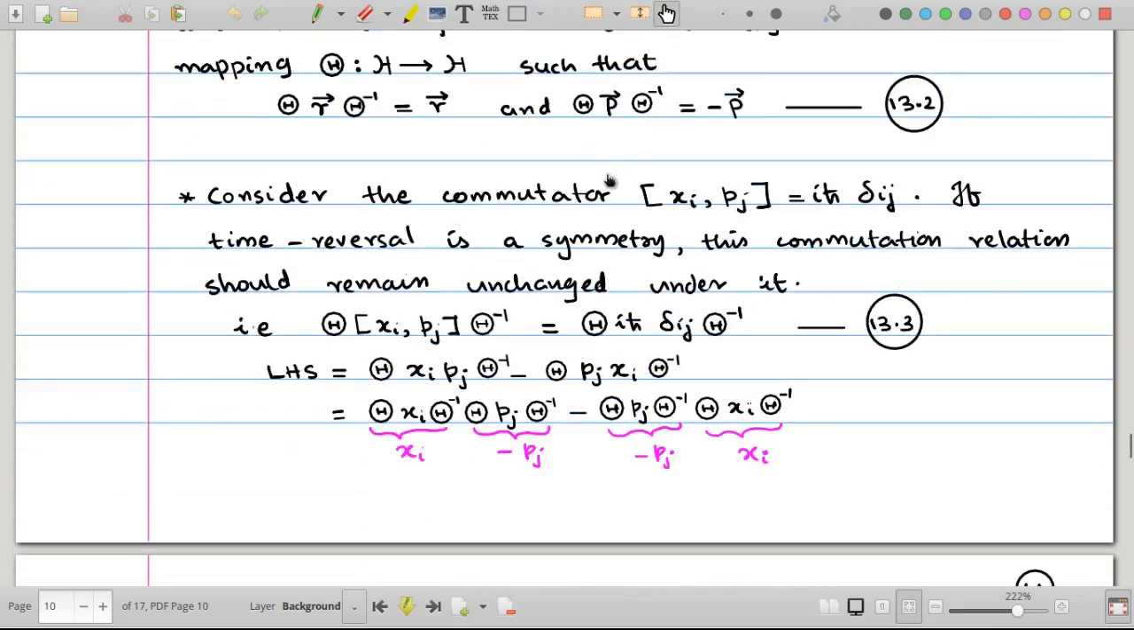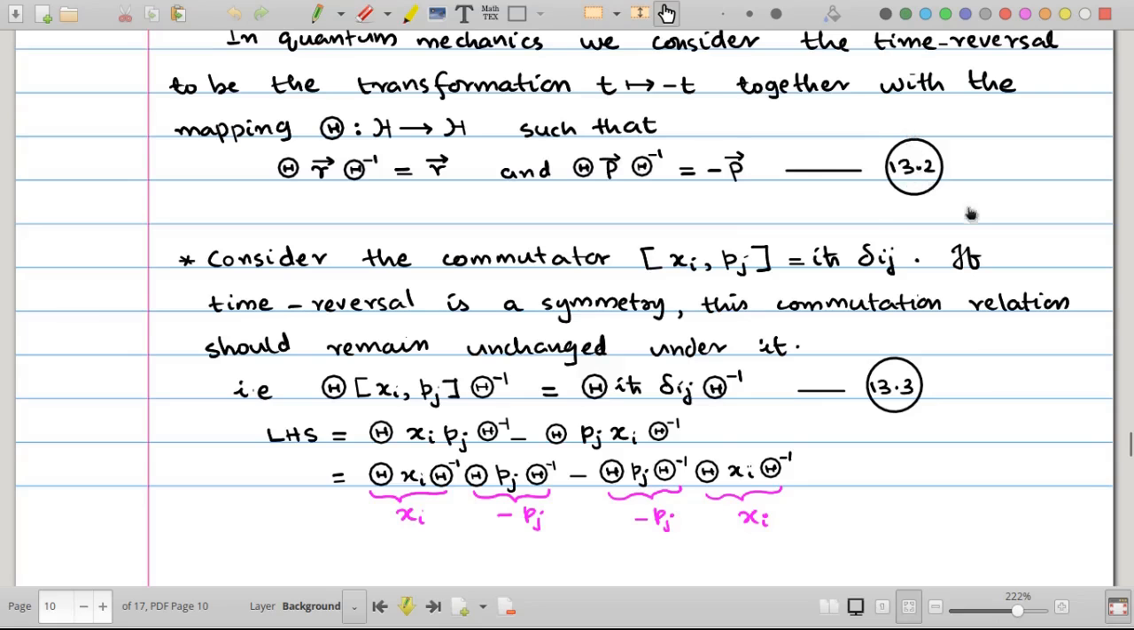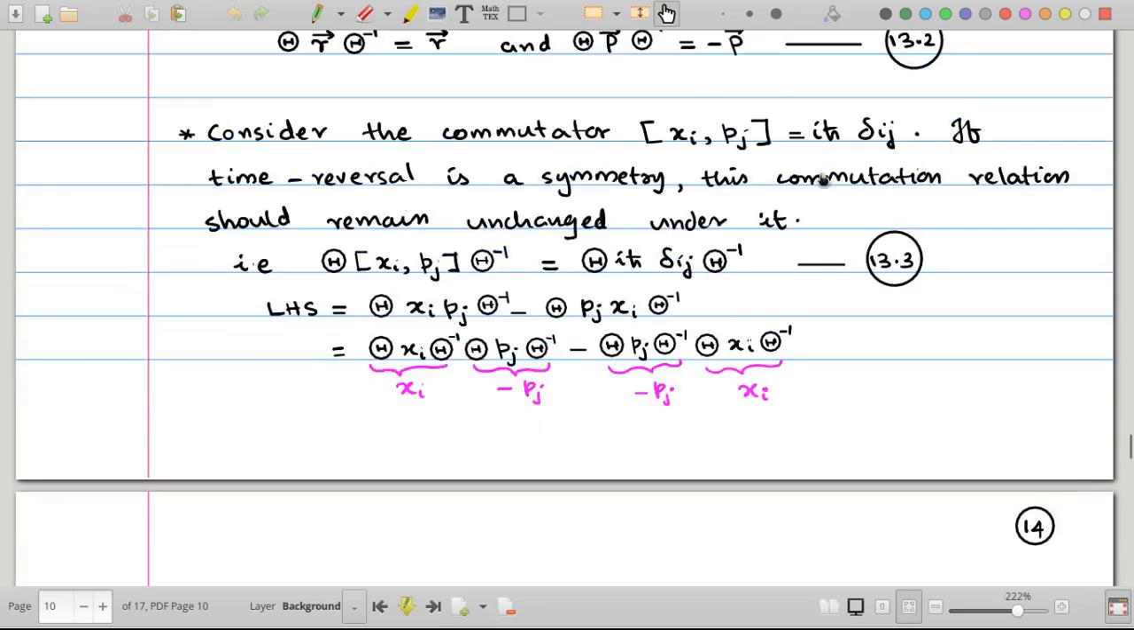Now consider the commutator of position with momentum. In quantum mechanics we have x_i commutator with p_j, where x_i and p_j are the Cartesian components of the position and momentum operators, is equal to i h bar times delta ij. Now if time reversal is a symmetry operation, we expect this commutation relation to be preserved under the transformation specified by equation 13.2, the time reversal transformation. Let us apply this transformation to this commutation relation.